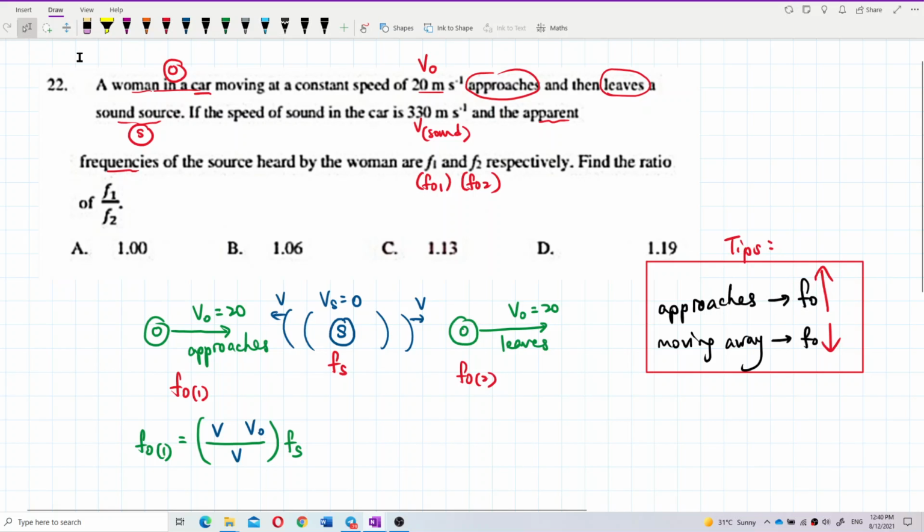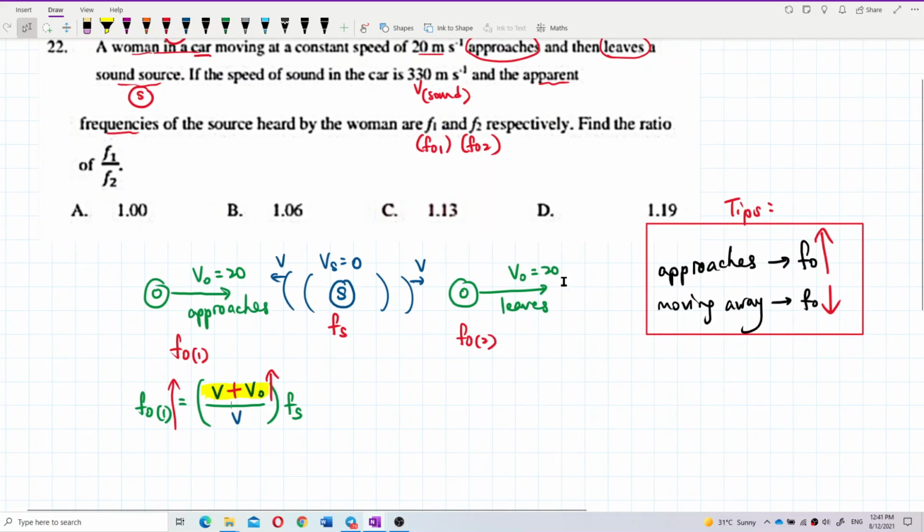Observed frequency increases. So the observer should hear a higher observed frequency. It should increase because it approaches. So approaching means increase. So at the top here, we need to make it bigger. Understand? This thing at the top, we need to make it bigger. So to make it bigger, we need to plus. Remember? That's it.